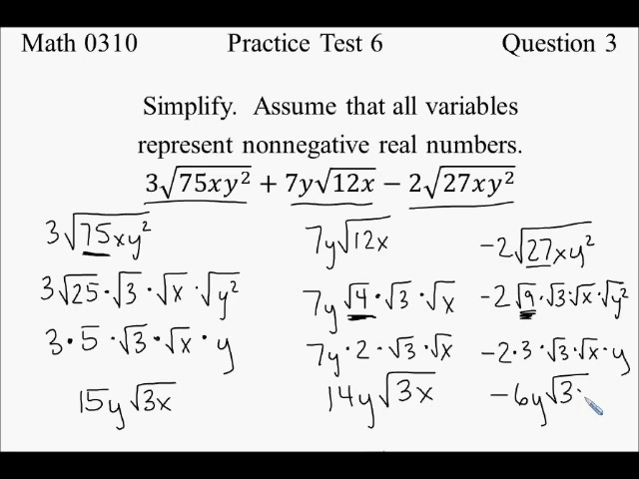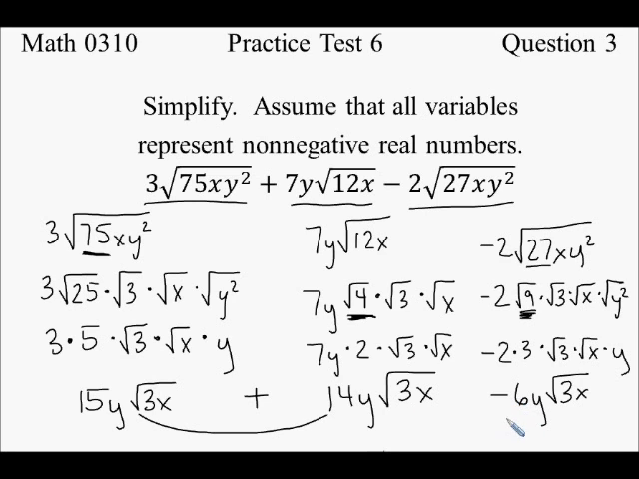So now these are all the same type of term, if you'll notice. This is a square root 3x term. This is a square root 3x term. This is a square root 3x term. So we have all the same radical, which makes them like terms. And so now we notice we also have y's as part of each term here. So we have 15y square root 3x plus 14y square root 3x. So between those two, that would give us 29y square root 3x. And then we would subtract 6y square root 3x.